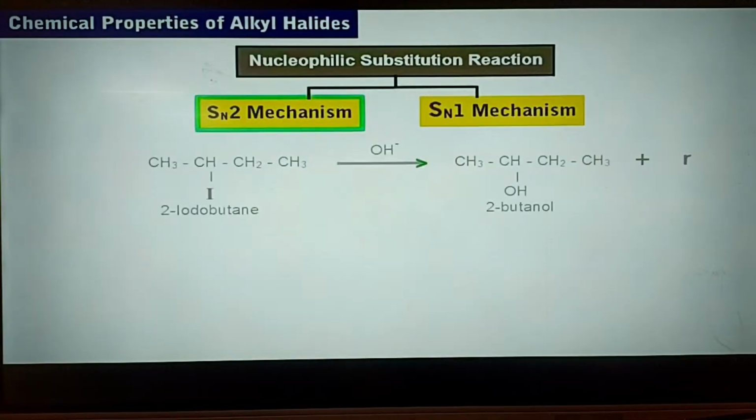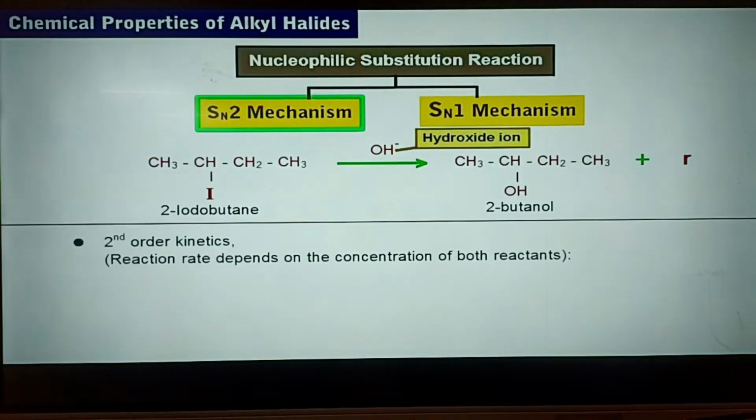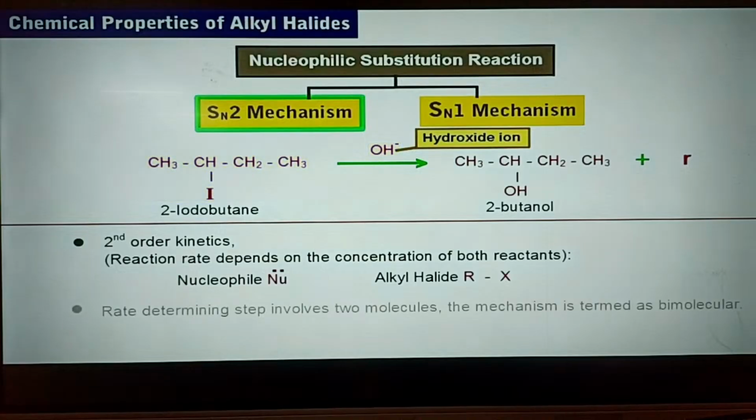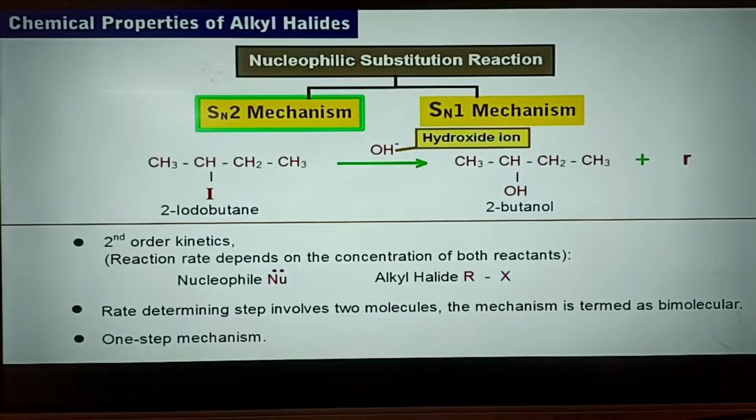The reaction between 2-iodobutane and hydroxide ion to yield 2-butanol is an example of an SN2 reaction. This reaction follows second-order kinetics, meaning that the reaction rate depends on the concentration of both the nucleophile and the alkyl halide. As the slow step, or the rate-determining step, involves two molecules, the mechanism is termed bimolecular. This reaction occurs in a single step and does not involve any intermediate.